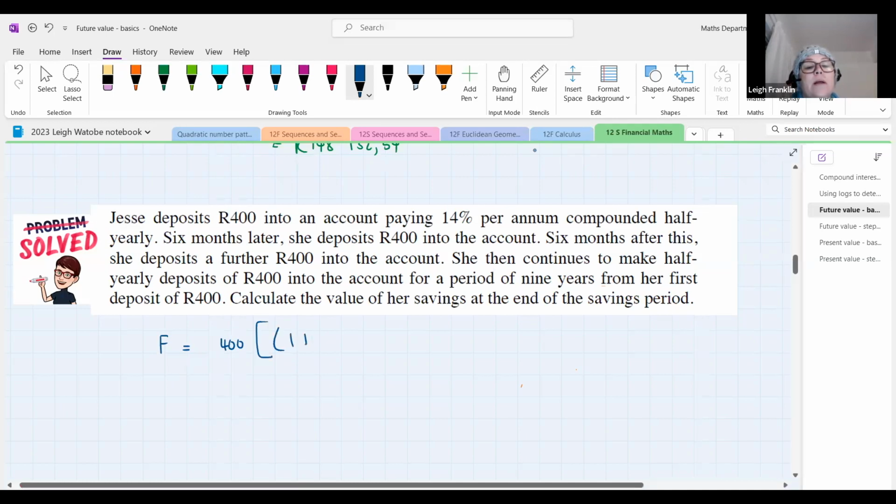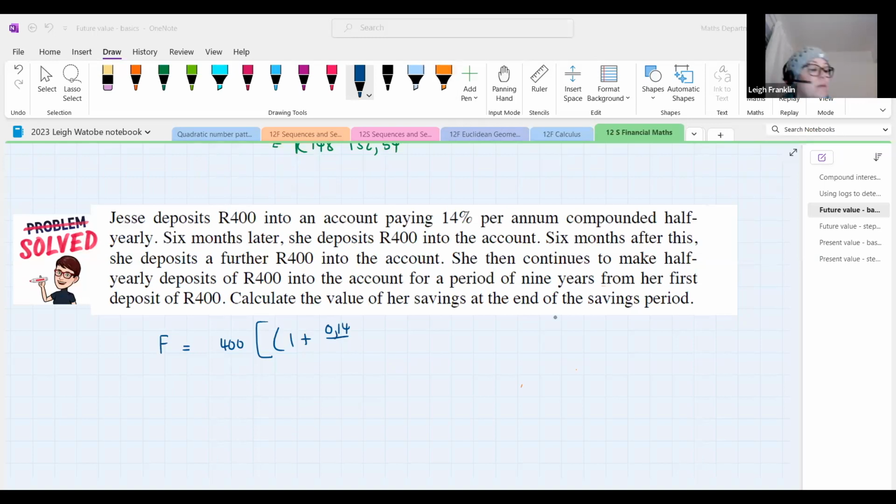Okay, 1 plus the interest rate is 14%. So we'd write 0.14, compounded half yearly. So what are we dividing the 0.14 by? So that's the correct value. Menentle, you've got something wrong there. Yes, we're dividing it by 2. Good job, everybody. Dividing it by 2.